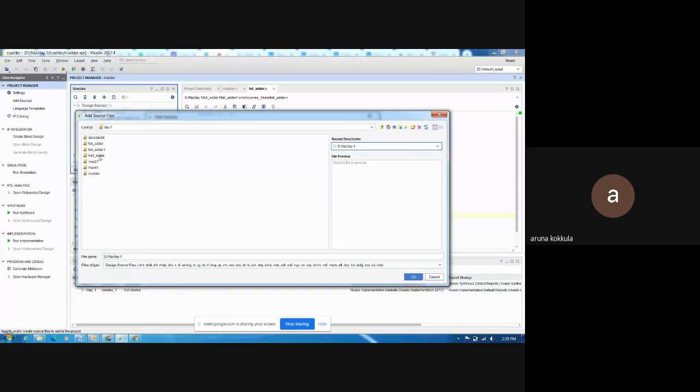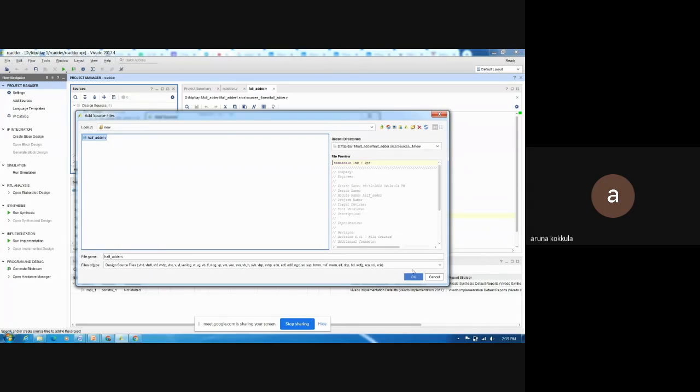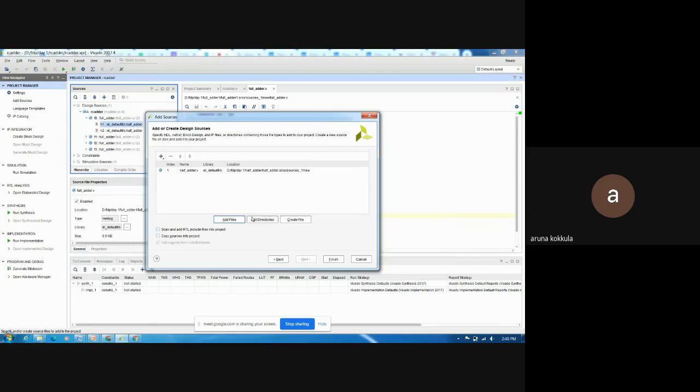D1 half adder. Sources, new half adder. Okay, finish.